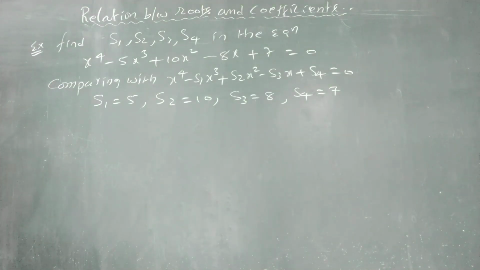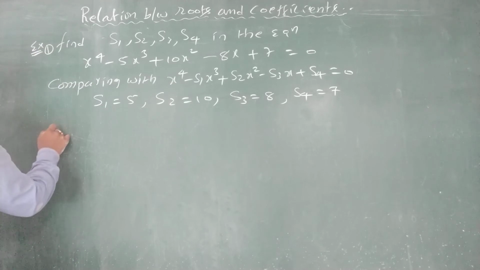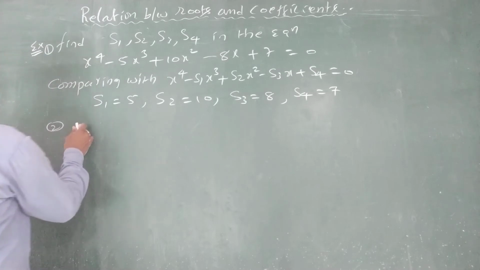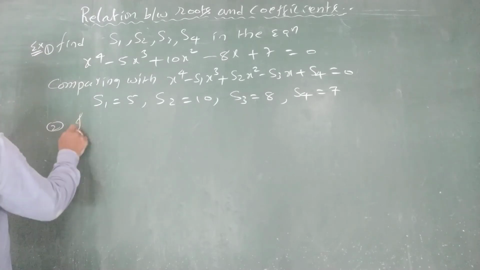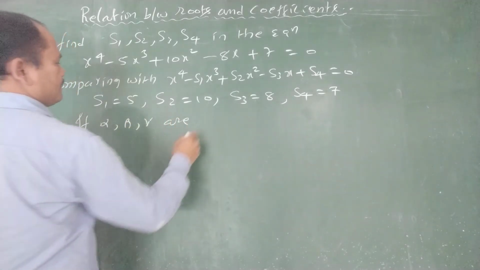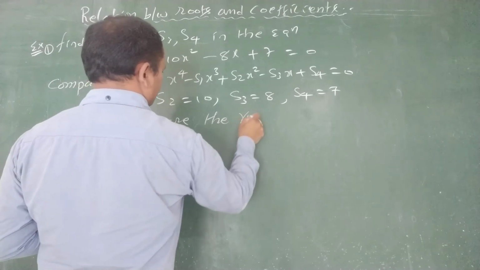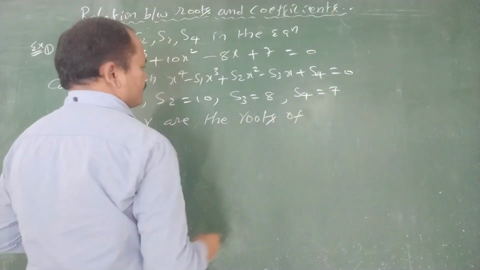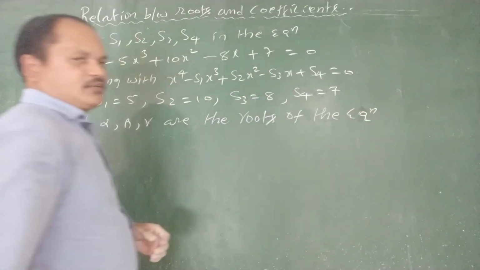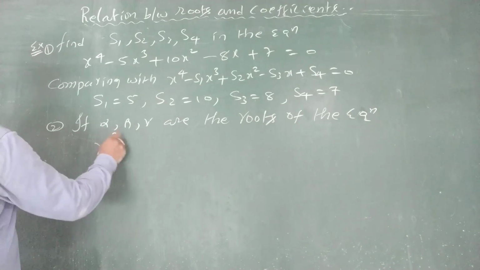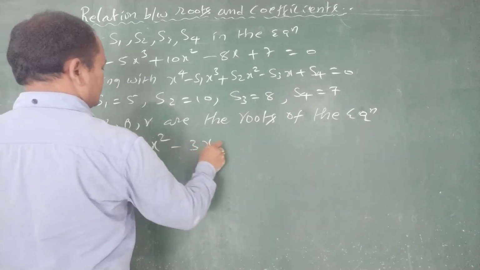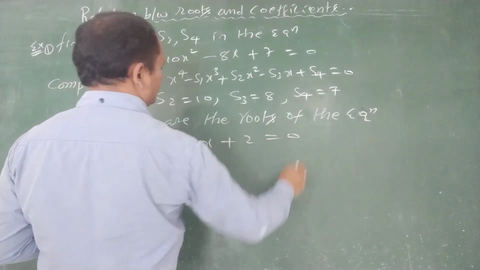That's it. Now, one more example: if alpha, beta, gamma are the roots of the equation x cube plus 8x square minus 3x plus 2 is equal to 0.